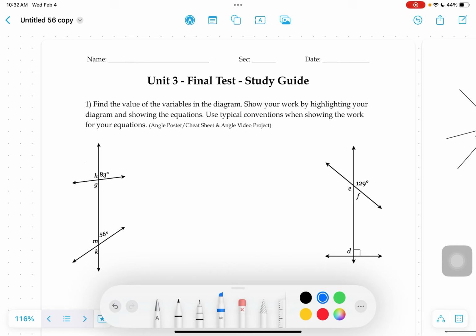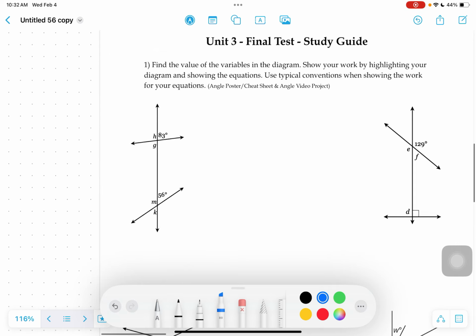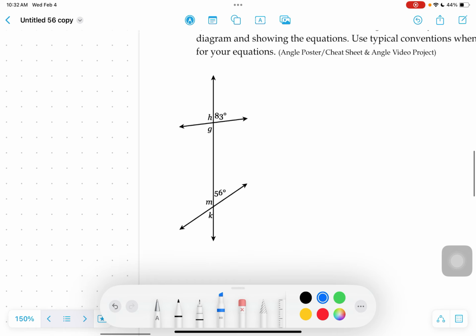Let's see how to do the Unit 3 Final Test Study Guide Question 1. Find the value of the variables in the diagram. Show your work by highlighting your diagram and showing the equations. Use typical convention when showing the work for your equations. This is just like our project that we completed.